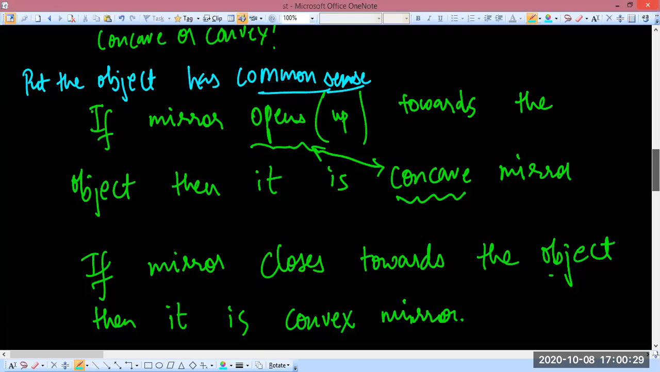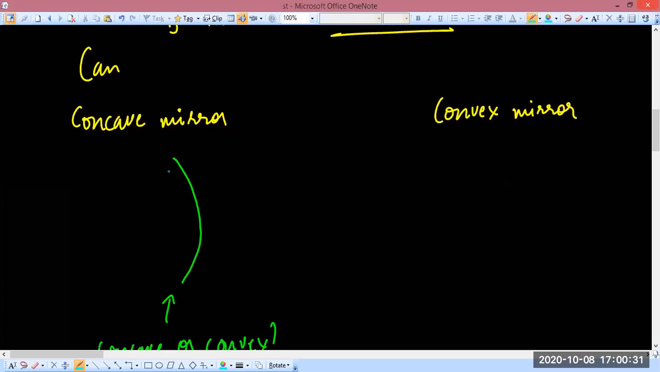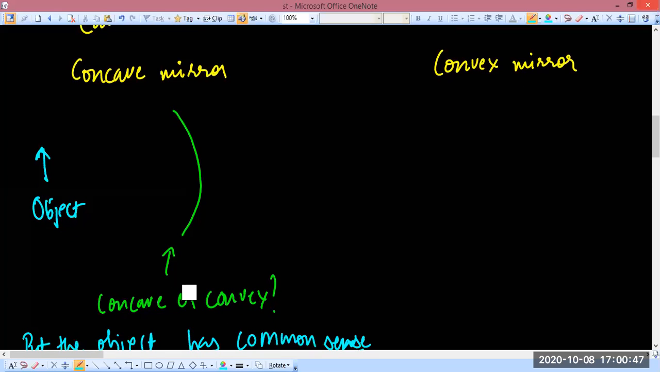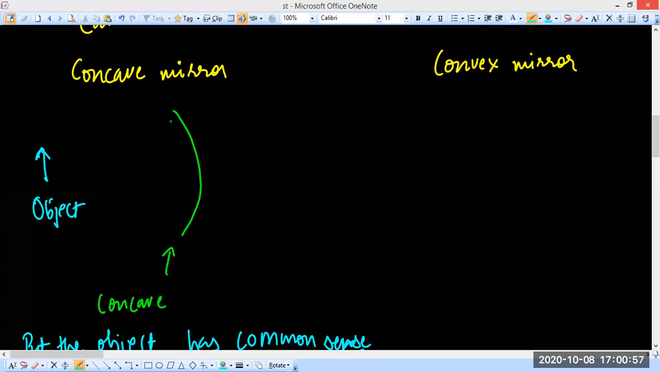So let's take an example. If I want this to be a concave mirror, object must be here. Then this is a concave mirror. Is that clear? This is now a concave mirror because I'm assuming that a wise object is standing on this side. Okay. So do you see that this mirror opens on this side? Yes or no? Do you agree with the definition I made you write?